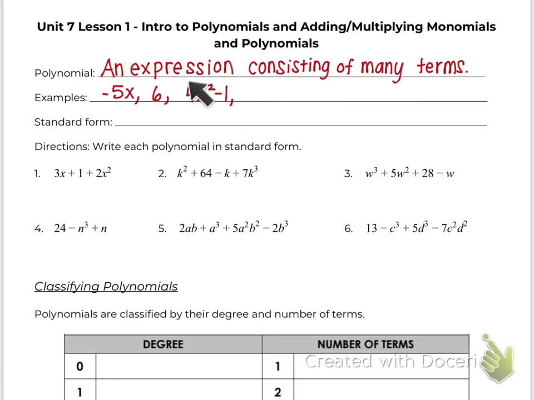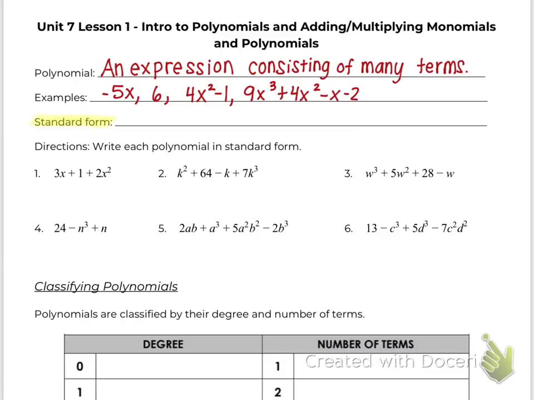6, that's also a monomial because there's just one term, and it can also be called a polynomial. Now this can't be called a monomial because there's two terms. You see how it's separated by that minus sign? This is one term and this is two terms. So this can only be called a polynomial. Okay, that's definitely not a monomial because there's 4 terms. So those are just some examples here.